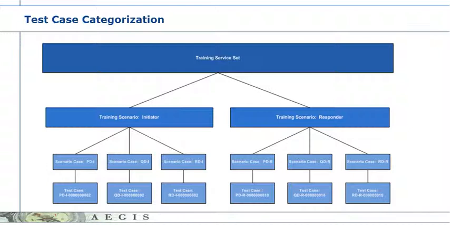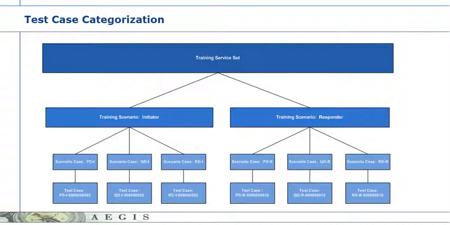in the DIL. During this video, we will create a single service set with two scenarios, an initiator and a responder scenario. Within each scenario, there will be three scenario cases: a patient discovery, a query for documents, and a retrieve document scenario case. Each scenario case will be linked to a test case with a description of the test and the expected results. Once you have decided how your test cases will be organized into scenarios and service sets, you can start your data entry in the DIL.